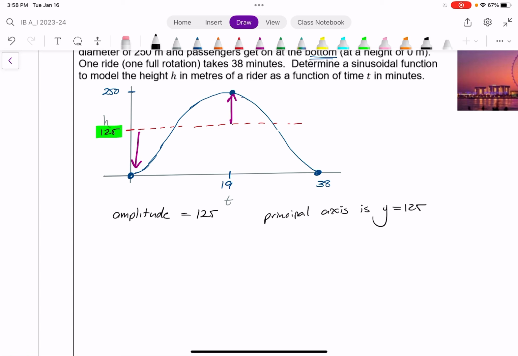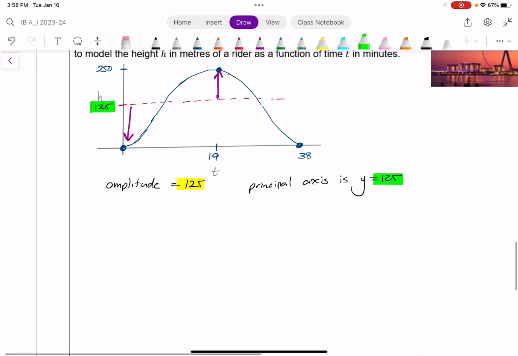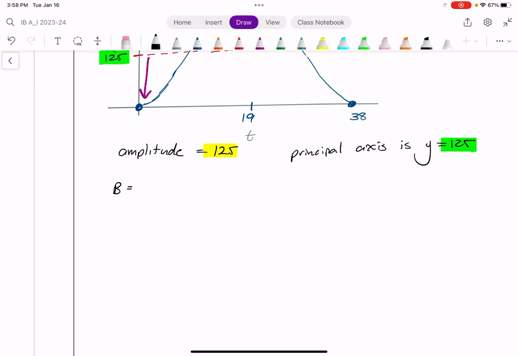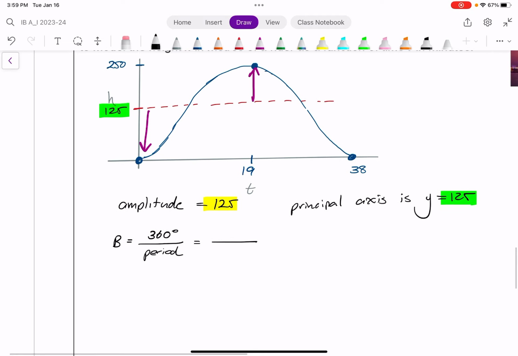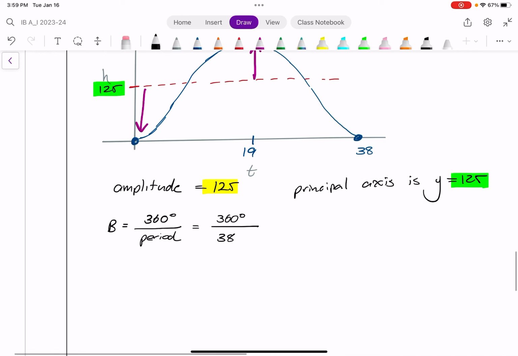So in terms of my equation, whether it's sine or cosine, I know 125 for the A parameter is going to be related to it, and 125 will be my D parameter. Well, I need to think about my B parameter, which is related to the period. So B, as we've seen before, is the same as 360 degrees divided by the period. Well, in this case, the period is the time it takes for one full ride. So it's 360 degrees divided by 38 minutes, which I'll just write as a reduced fraction, which is 180 over 19. I want to be exact, and my decimal is not terribly pleasant.